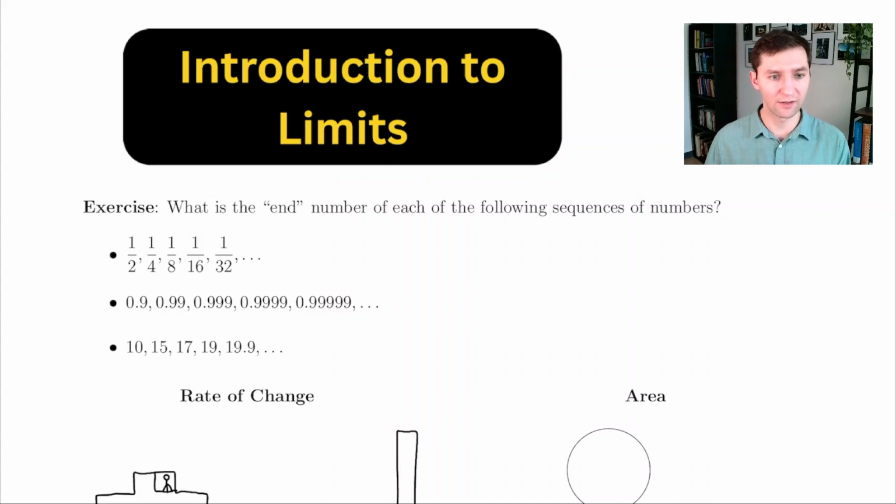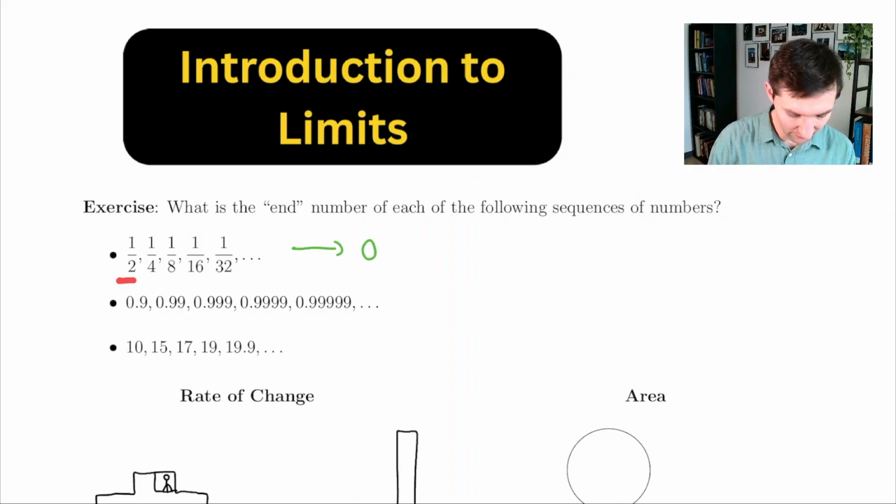If you would like to try this exercise on your own first, you can download these notes using the link in the video description. I believe that the first sequence gets closer and closer to 0. The terms of this sequence, 1/2, 1/4, 1/8, and so on, get smaller and smaller, approaching 0. The second sequence gets closer and closer to 1. The third sequence gets closer and closer to 20.